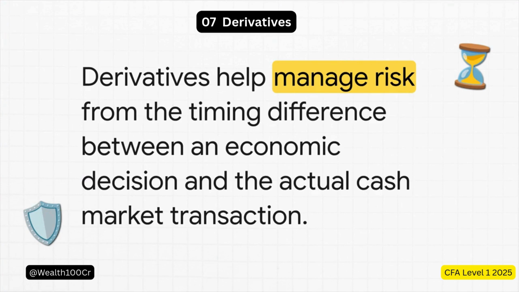Imagine you are a farmer. You are planting wheat today, but you will only sell the wheat after 6 months. Who knows what the price of wheat will be after 6 months? It can go up, it can go down. With a derivative, the farmer can lock in a good price today for the wheat he will sell in the future. He is managing his risk.